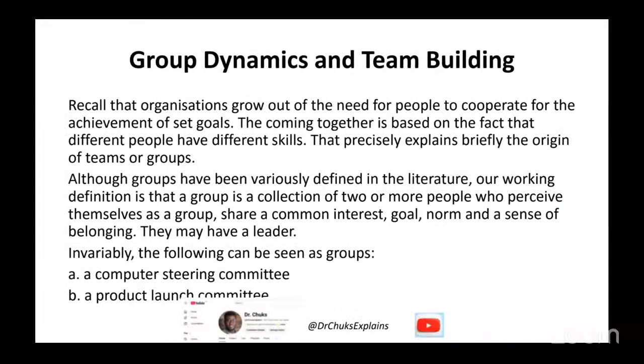Now, the next is group dynamics and team building. Recall that organizations grow out of the need for people to cooperate for the achievement of a set objective. Sometimes predefined set objectives, or most times predefined set objectives. The coming together is based on the fact that different people have different skills. That precisely explains briefly the origin of teams or groups. Although groups have been variously defined in the literature, we've talked about them several times we have met, and we've even talked about group today.